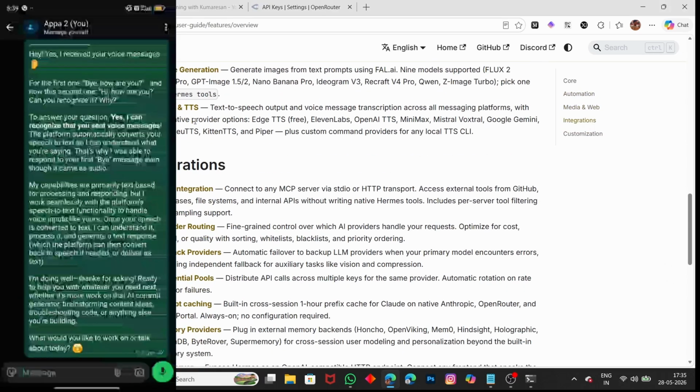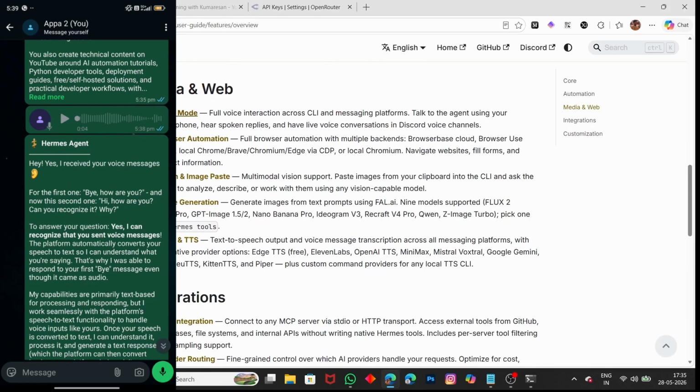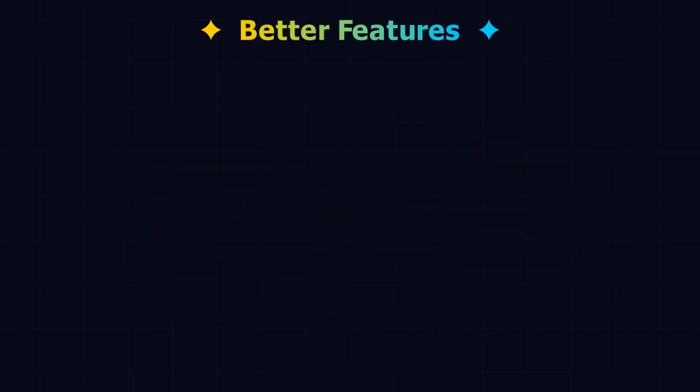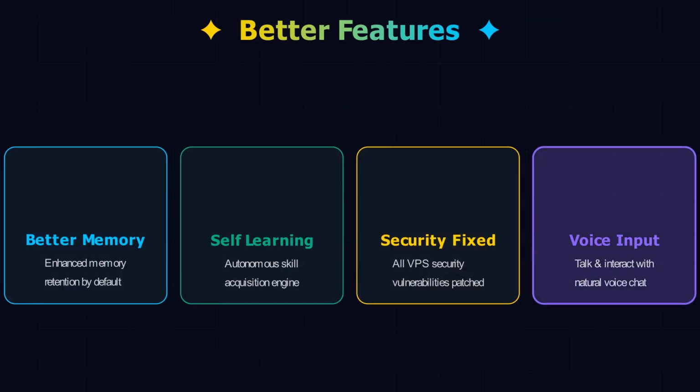For those of you who don't know the Hermes AI agent, it's an AI agent very similar to OpenClaw, but it has better memory by default. It tends to remember past interactions and context more effectively than OpenClaw, and it also has self-learning skills.